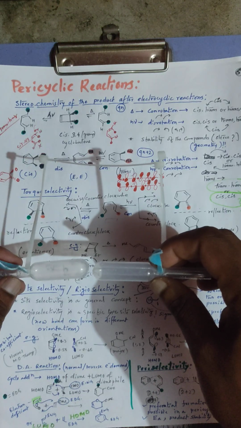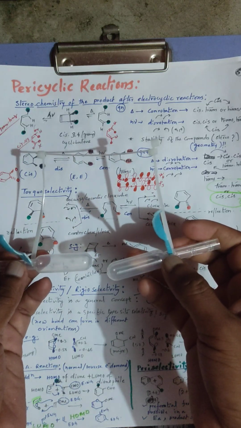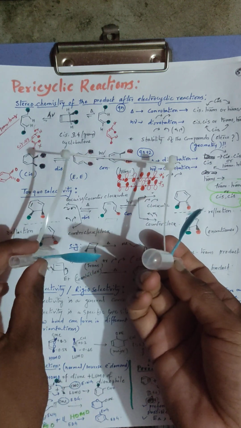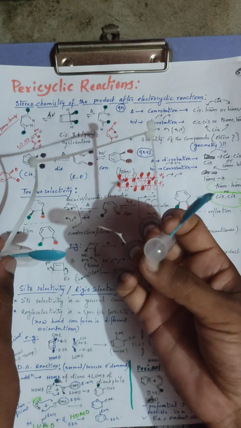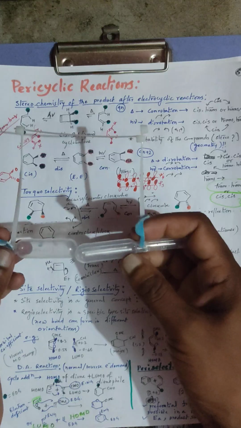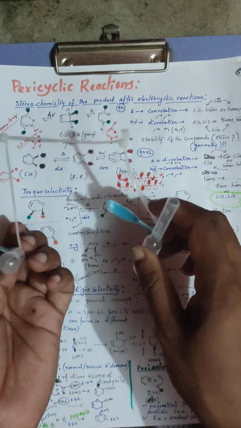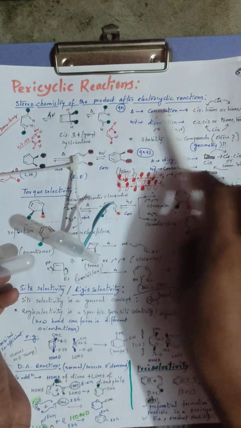Either the orbital rotation will be clockwise motion or counterclockwise motion. Let's say all will be clockwise motion of the orbitals. It looks like that. Then that means it gives the trans cis product. Either if we go counterclockwise motion, it will give the cis trans product. Here it looks like this.